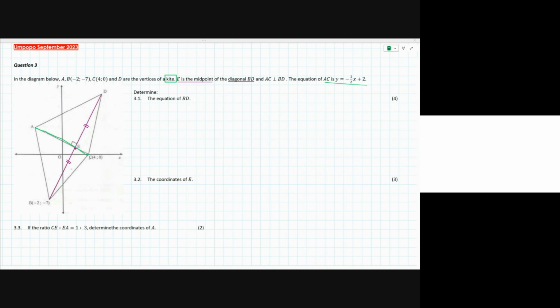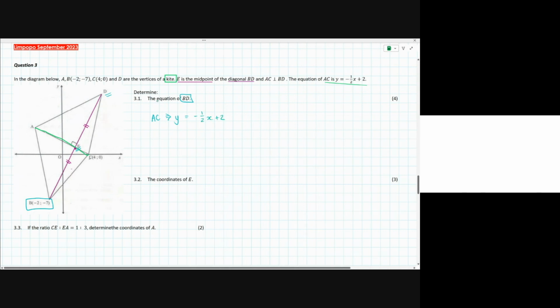Usually, when we are finding the equation of a line, we want to know 2 points that exist on that line, and we want to work from there. Now, the problem is I only have the coordinates of B. The line BD is this purple diagonal that I've highlighted. I know B, but I don't know D, and I don't know E. I don't know what the midpoint is. So I don't actually have 2 points on this line to be able to find the gradient and substitute in. However, I do know that the equation of AC is y equals negative a half x plus 2.